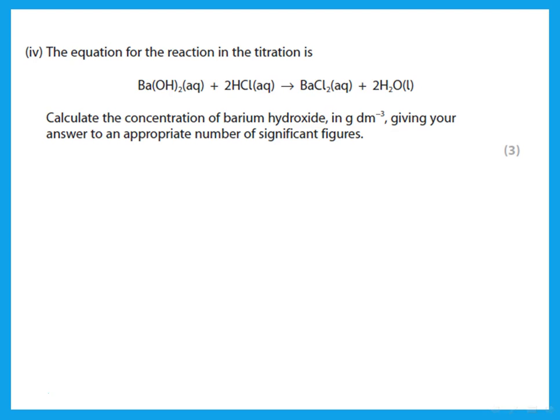Then he says, calculate the concentration of barium hydroxide in the solution. So first of all, I got the number of moles of HCl. You should realize from the question, from the equation above, that the number of moles of the barium hydroxide should be half of that.